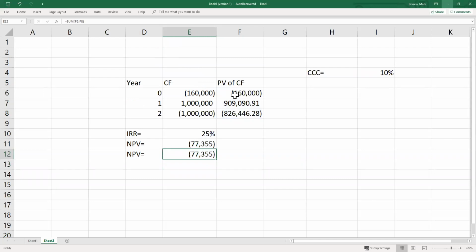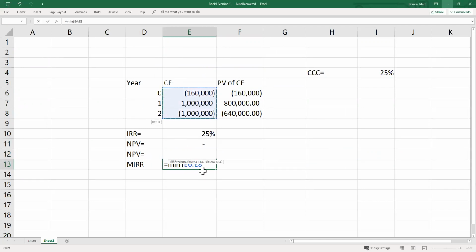And remember, the IRR is simply the interest rate that would make our NPV go to zero. So if we change the corporate cost of capital to 25%, then you can see the NPV is going to zero. So there's that.